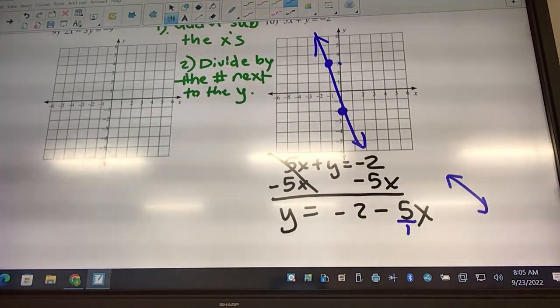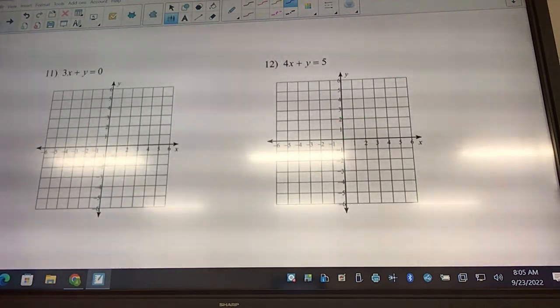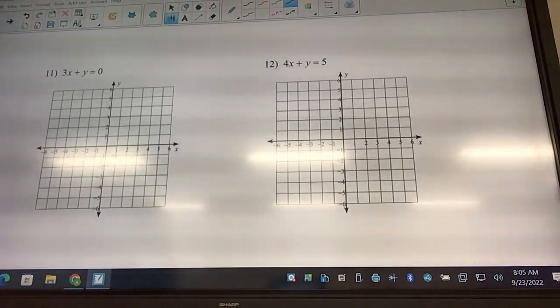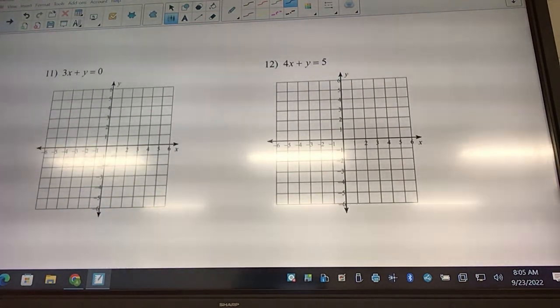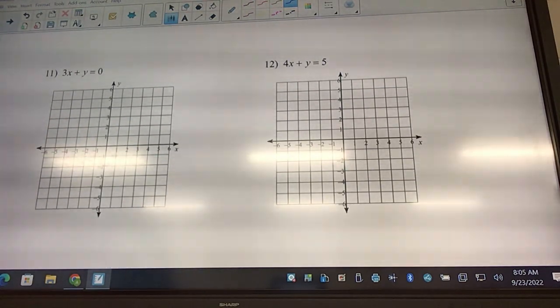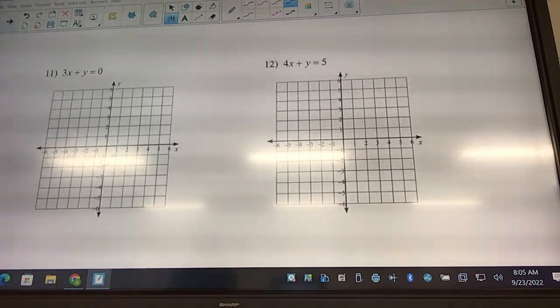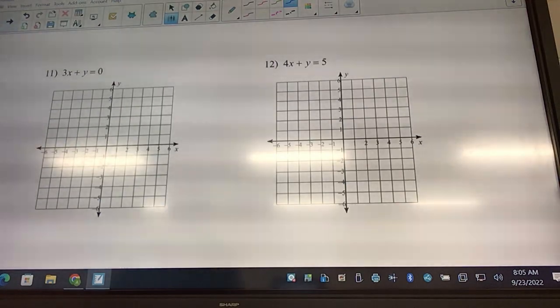Okay, go to number 12. Okay, is the y by itself? No. Okay, it's got a 4x and a plus in front of it. Okay, we just need y equals. So, write your problem down if you need to.